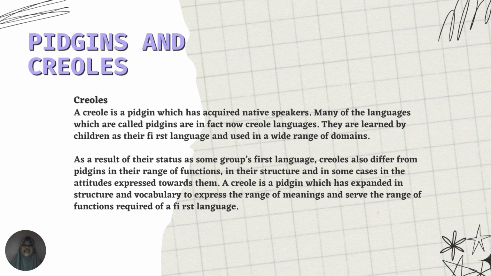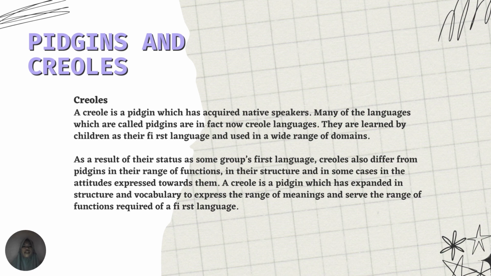And the last is about creoles. A creole is a pidgin which has acquired native speakers. Many of the languages which are called pidgins are in fact now creole languages. They are learned by children as their first language and used in a wide range of domains.